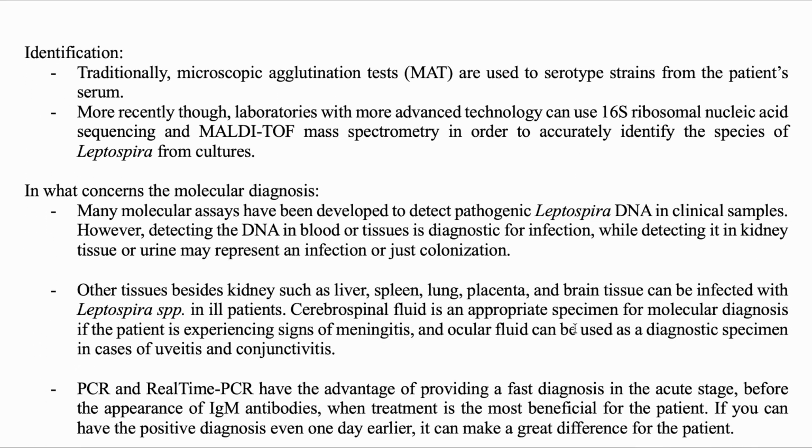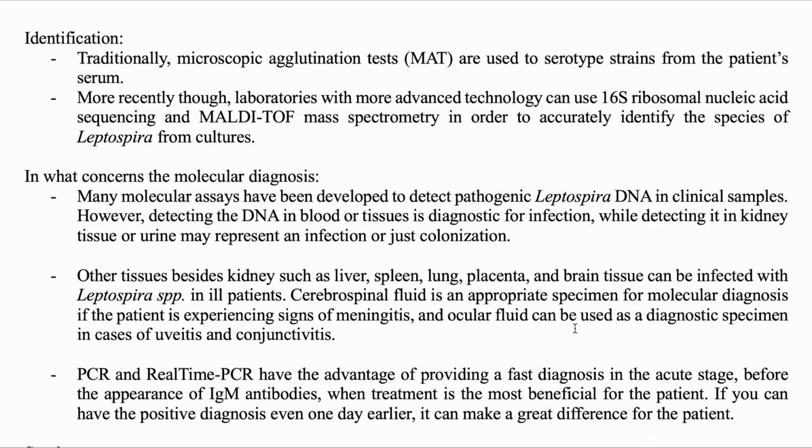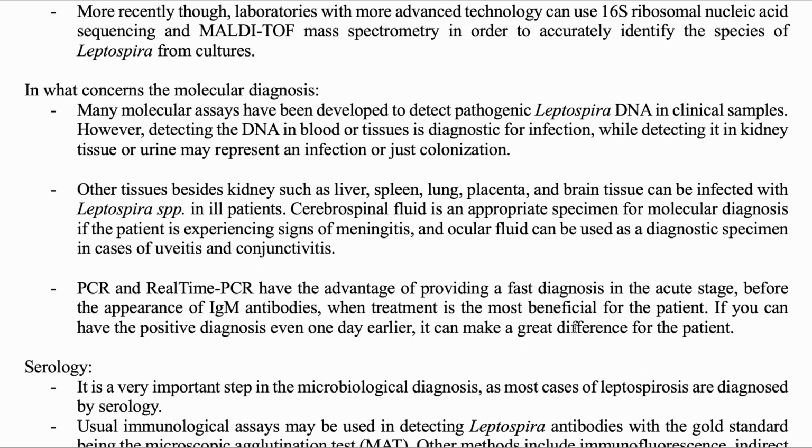For identification, traditionally, microscopic agglutination tests are used to serotype strains from the patient's serum. More recently though, laboratories with more advanced technology can use 16S ribosomal nucleic acid sequencing and MALDI-TOF mass spectrometry in order to accurately identify the species of Leptospira from cultures.